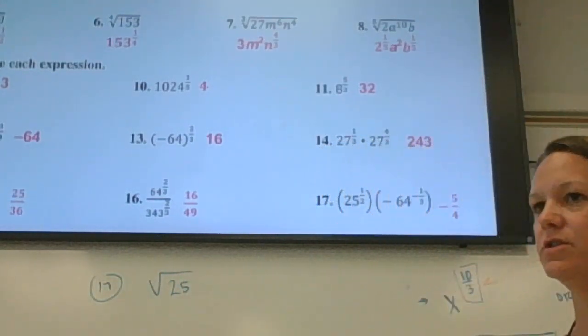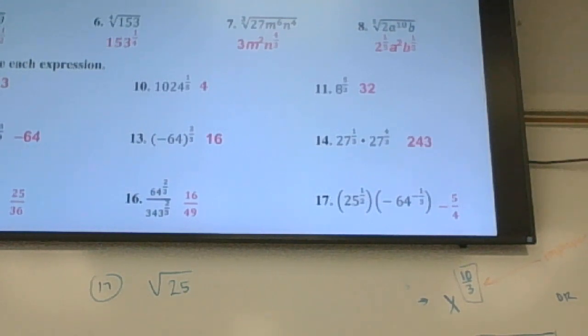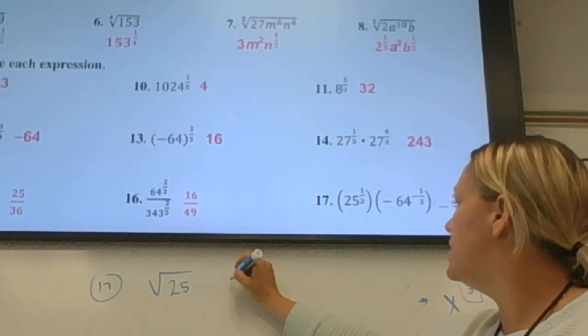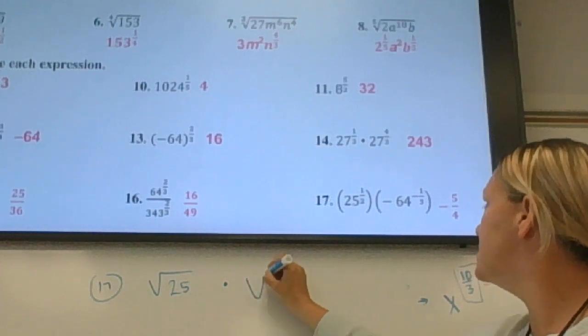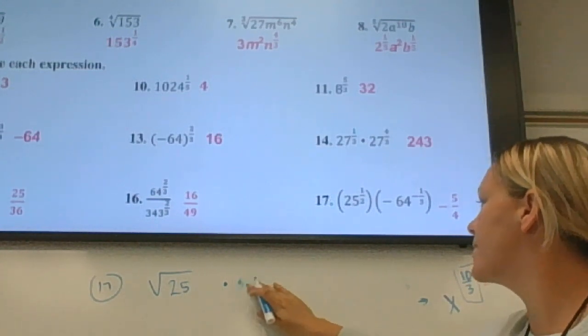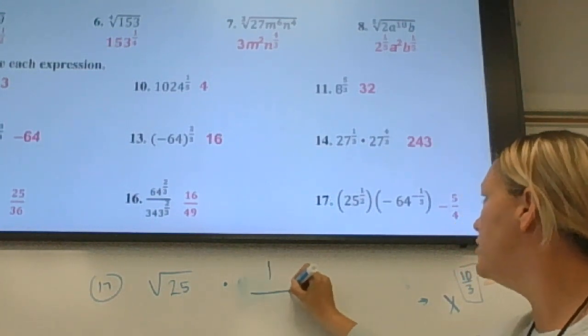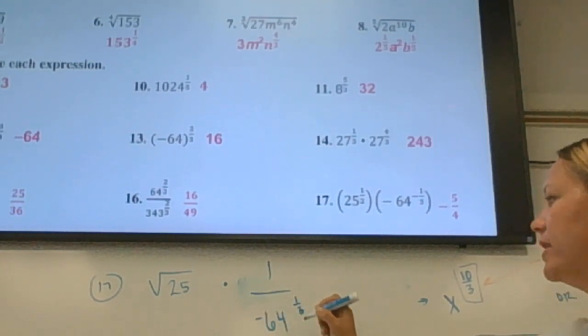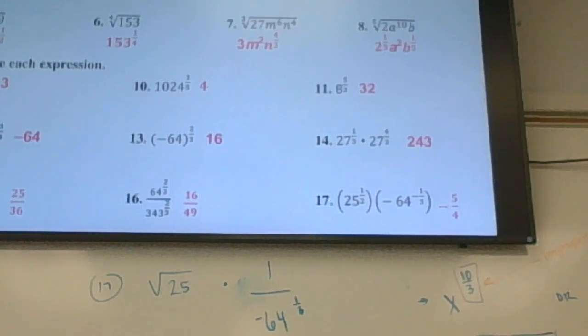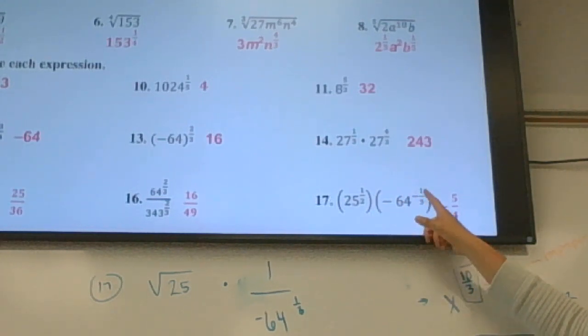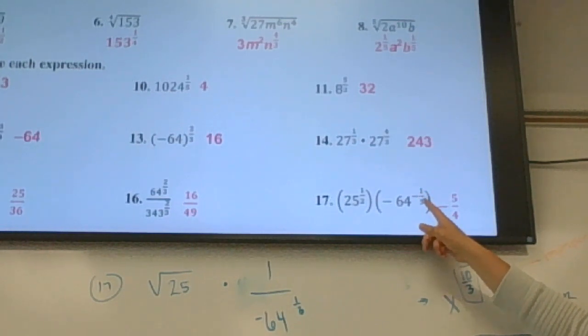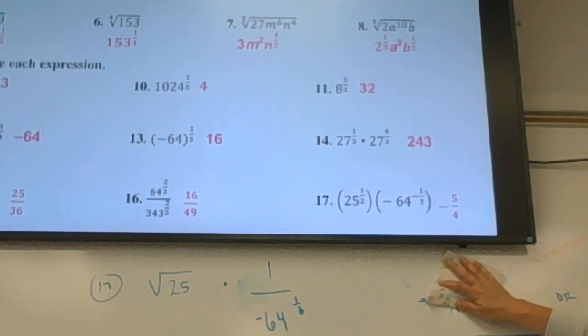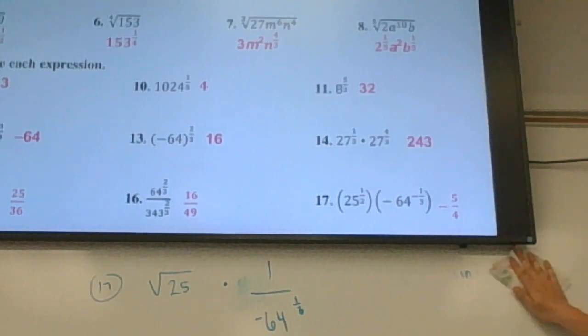Rewriting it is helpful because you're definitely more familiar with square roots. So this would be the square root of 25 times 1 over negative 64 to the 1/3. So the first thing I did with this whole negative situation is to put it under 1 and make this a positive exponent. It's really important to address that negative exponent first.